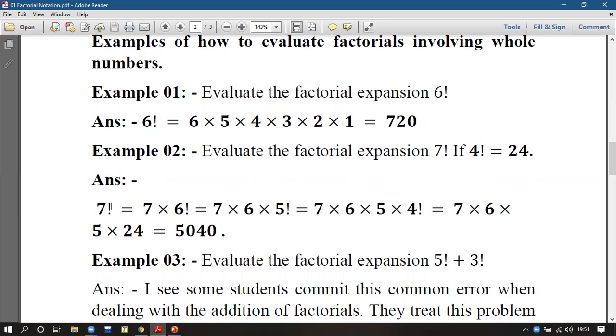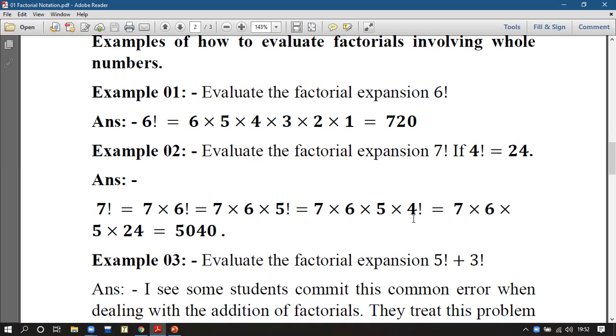Then factorial 7 equals 7 into factorial 6. That means n into n minus 1 factorial, which is equal to 7 into 6 into factorial 5. Again, n into n minus 1 into n minus 2 factorial, which is equal to 7 into 6 into 5 into factorial 4. That means n into n minus 1 into n minus 2 into n minus 3 factorial. Therefore, we can write 7 into 6 into 5 into factorial 4, and the value of factorial 4 is given as 24.